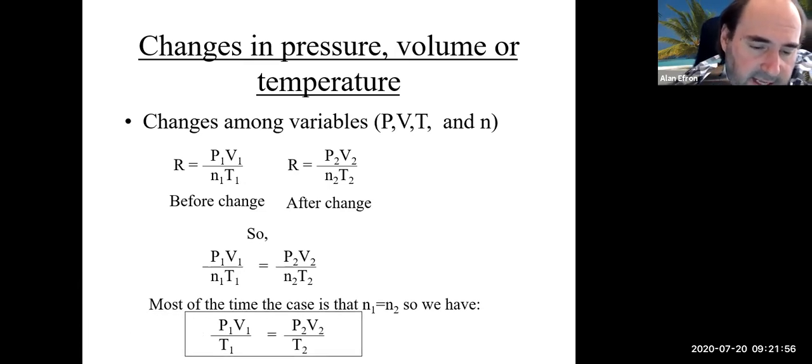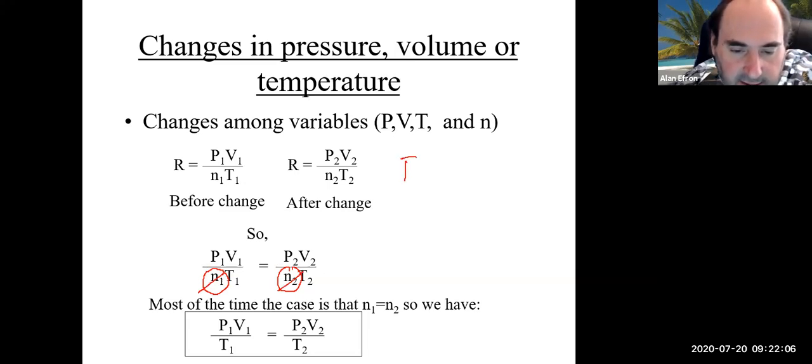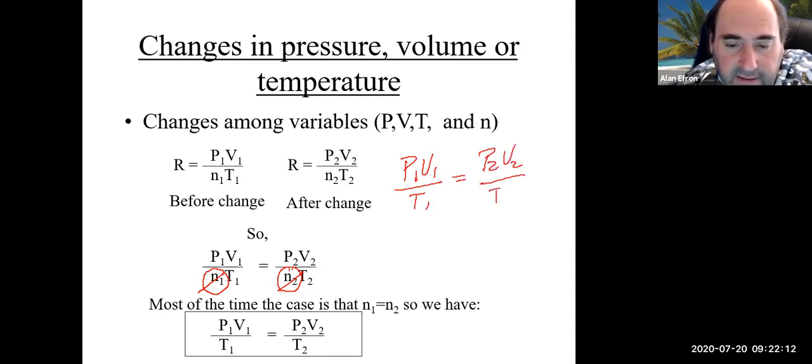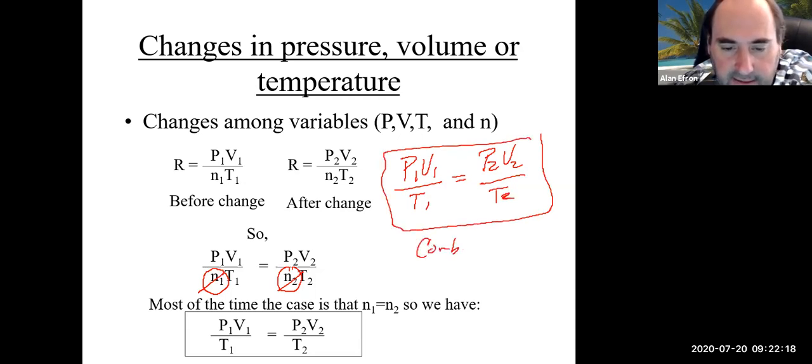In most cases, the number of moles of gas will not change unless you open the lid, so usually these are also constant. That gets us down to this gas law here, which is P1 V1 over T1 equals P2 V2 over T2. This is sometimes referred to as the combined gas law.